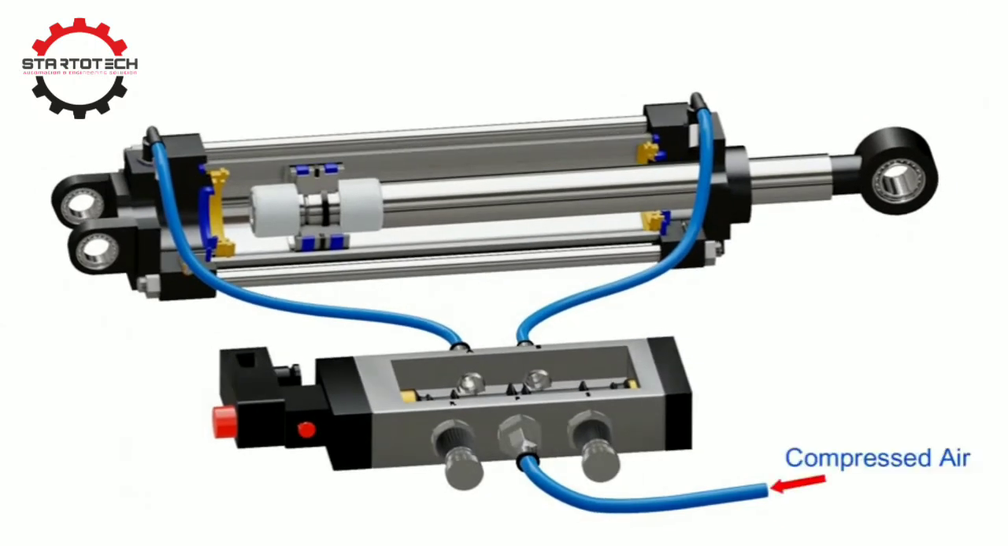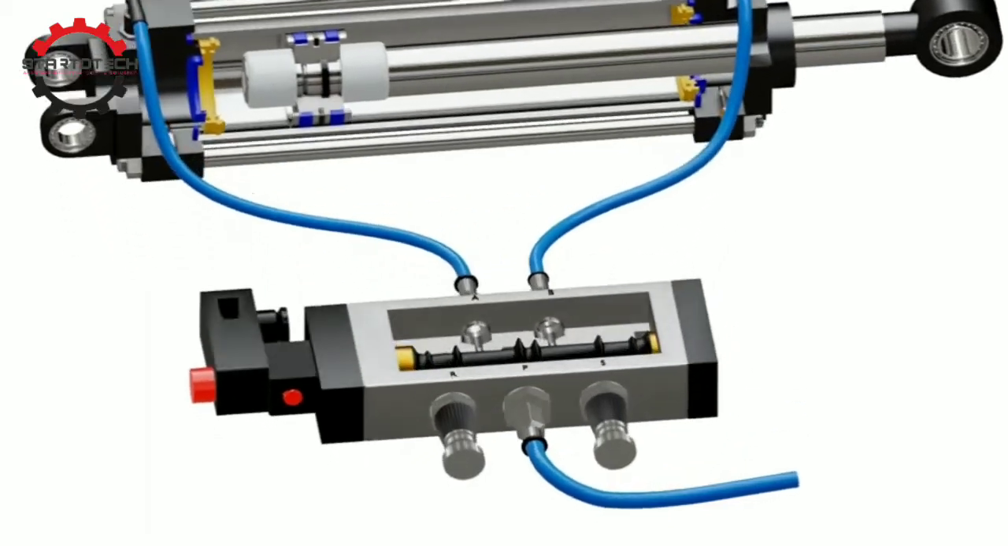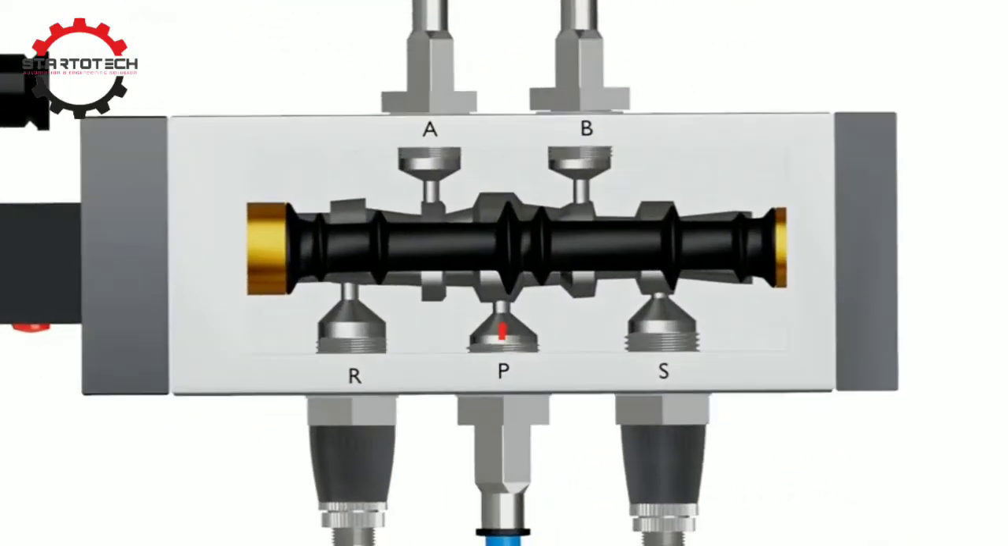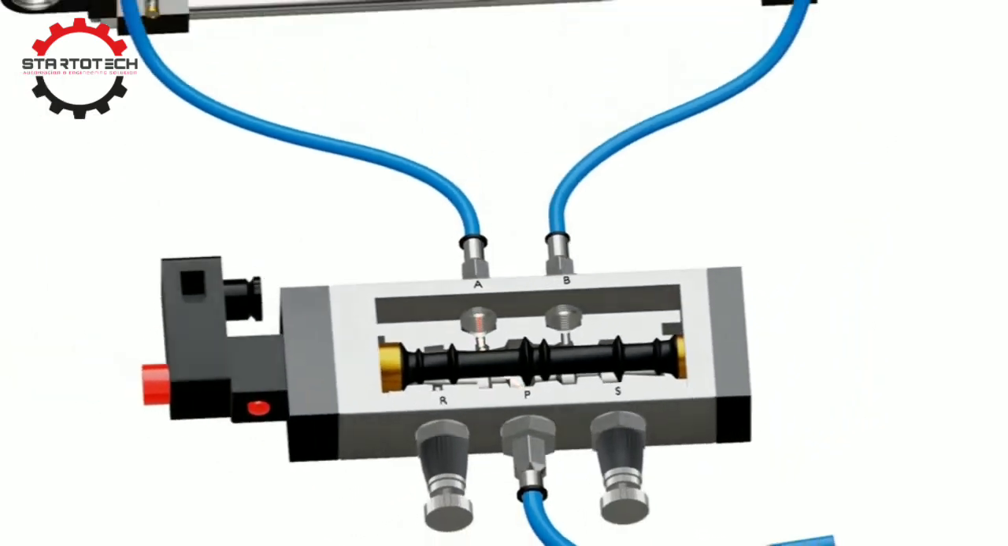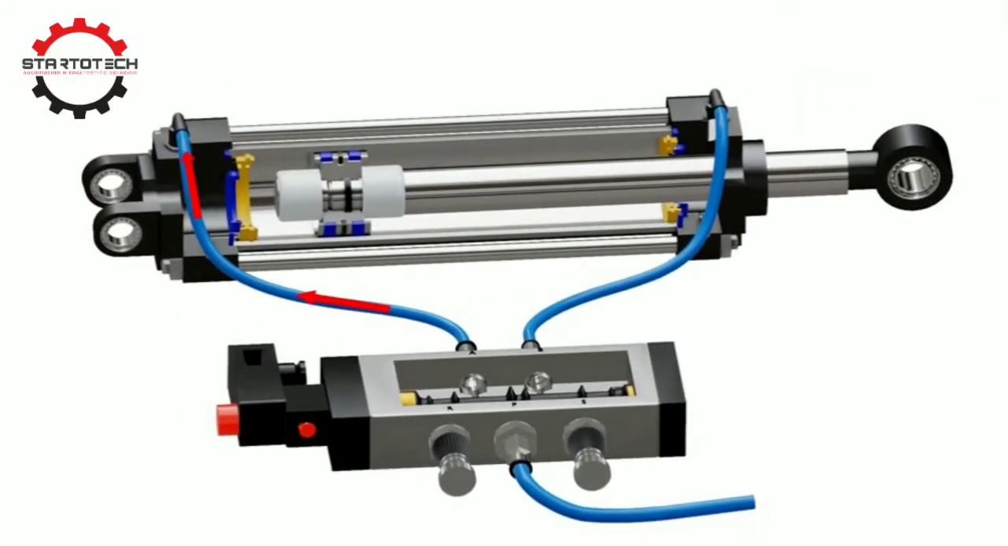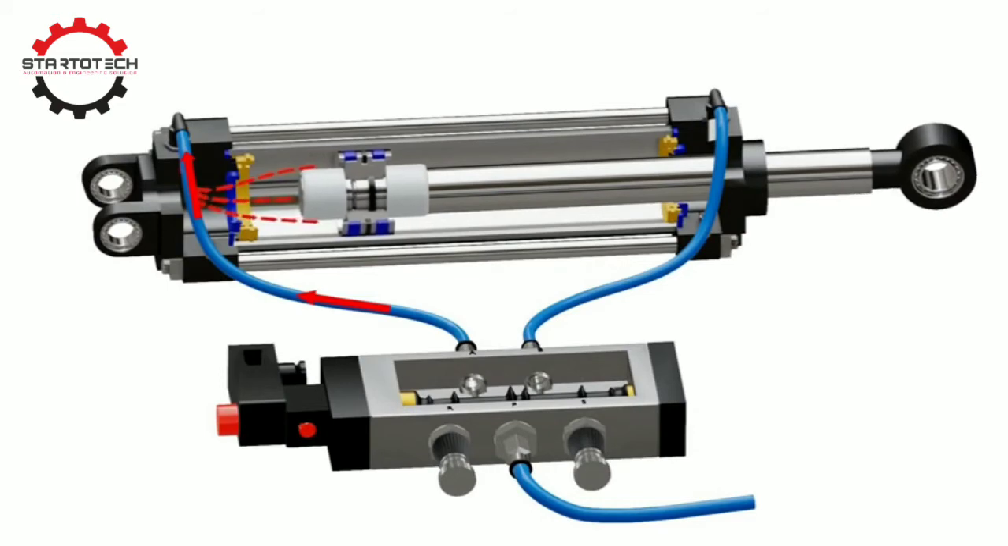The compressed air is supplied through inlet port P of the valve. The valve directs air to a particular direction, which we can observe in the animation. In this case, the air is directed to port A. This high pressure gas is then transferred to the cap end of the cylinder through the pneumatic hose. This creates high pressure in the cap end of the cylinder, which therefore pushes the piston towards the head end.